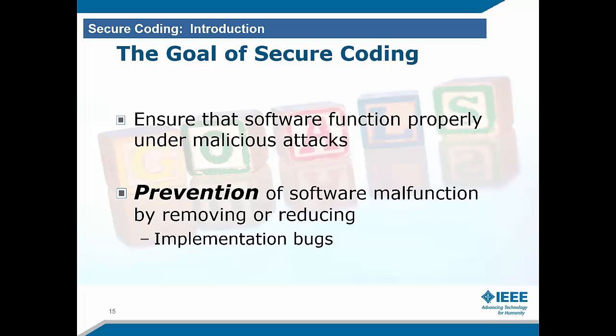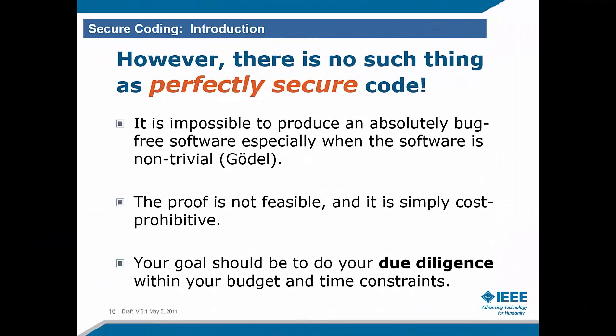Therefore, the goal of secure coding is to ensure that software functions properly under malicious attacks, and also the prevention of software malfunction by removing or reducing implementation bugs as much as possible. But one thing to remember is these can be only done within your budget and time constraints. Even if you try to remove all the software vulnerabilities, it is impossible. In fact, there is no such thing as perfectly secure code.